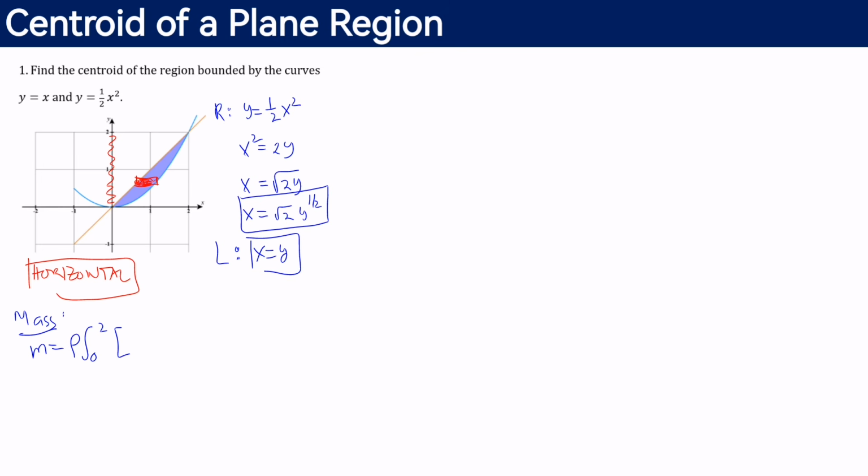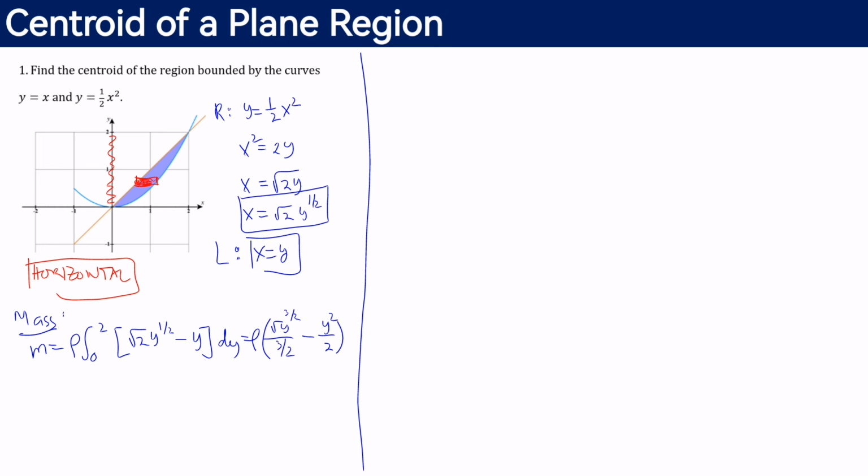So therefore, the mass is linear density times the area, which is integral from 0 to 2 of the right-hand function minus the left-hand function dy. Now taking the antiderivative, we have rho times the square root of 2 times y to the 3/2 over 3/2 minus y squared over 2, evaluated from 0 to 2.